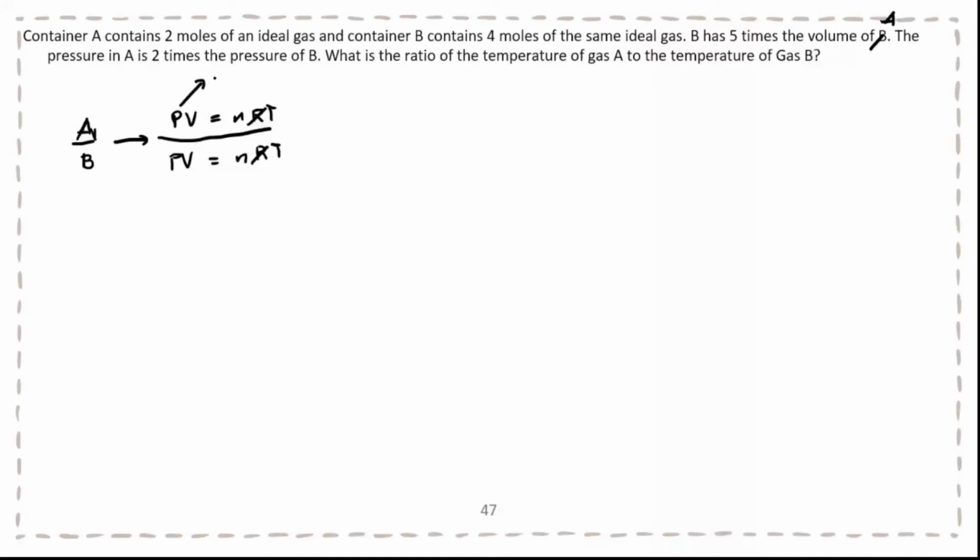So, we know that this is 2 PB, right? Pressure of B. We also have that the volume of B is 5 times the volume of A. So, VB is equal to 5 times volume A, right? Yan na yun, right? Given tayo ng NA and NB.